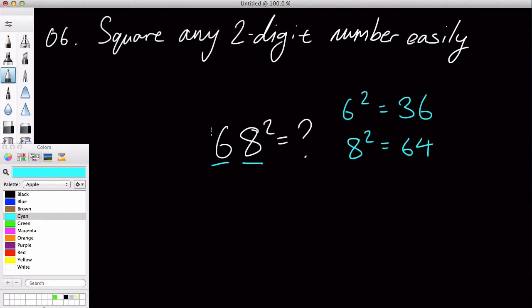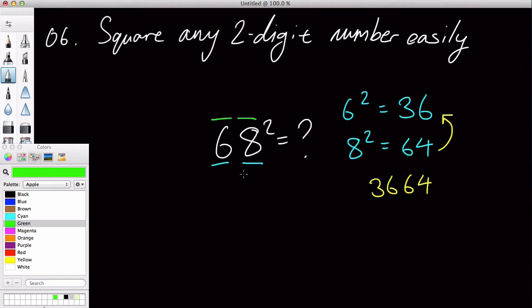Now because in this example it's 68, the 6 comes before the 8, so what we need to do, let me get my yellow, is put the 64 after 36. So we have 36 and then we put 64 behind it. If it was 86 squared, we would put 36 behind 64. However, because it's 68 squared, the 6 comes before the 8, so we put 64 after the 36.